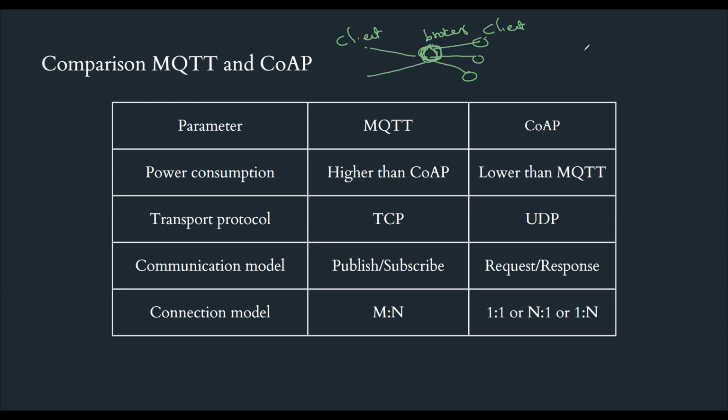But in CoAP, we only need the sender and the receiver of the data. There's no in-between server or device to do the organizing of the data and publishing, or keeping track of the communication that is happening. So in terms of power consumption, the MQTT protocol has higher power consumption than the CoAP protocol.